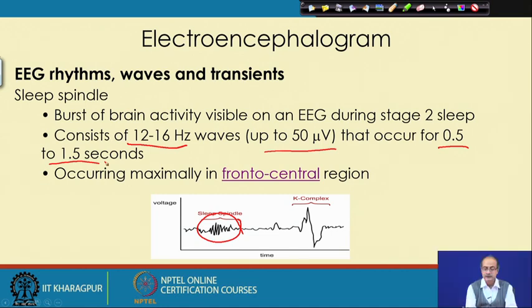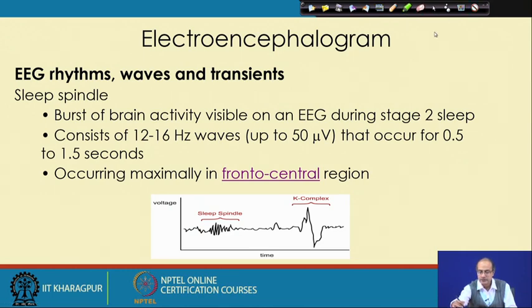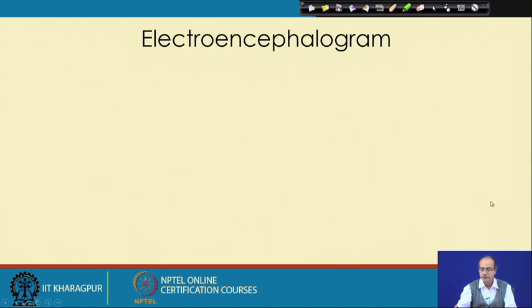So, there is some localization, where we can get it in the frontocentral region of the brain, and we get it in stage 2 sleep. The description of the wave is that it is between 12 to 16 hertz, which should be the predominant energy, the amplitude would be about 50 microvolt, and the span would be 0.5 to 1.5 second. So, that gives us some idea about this signal.